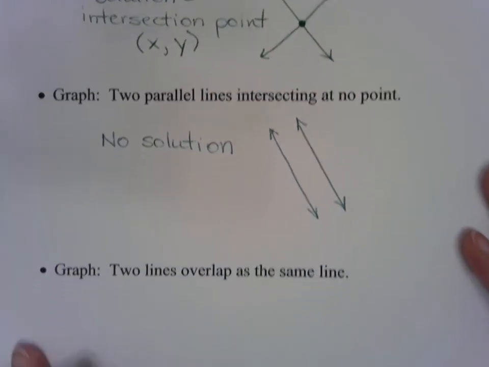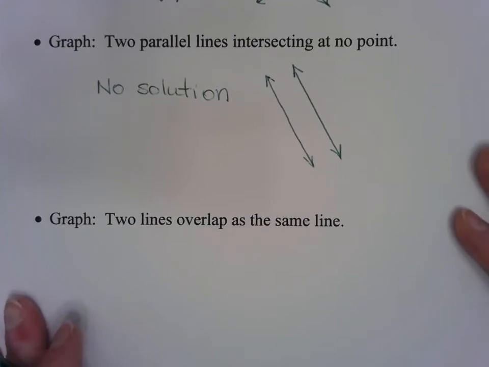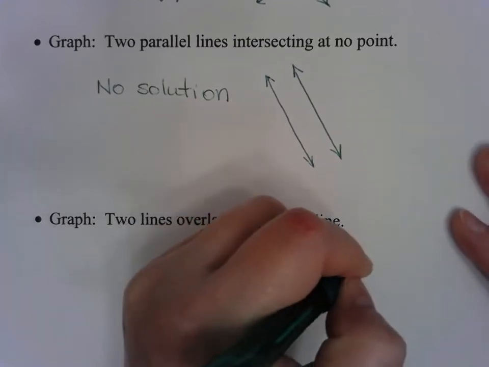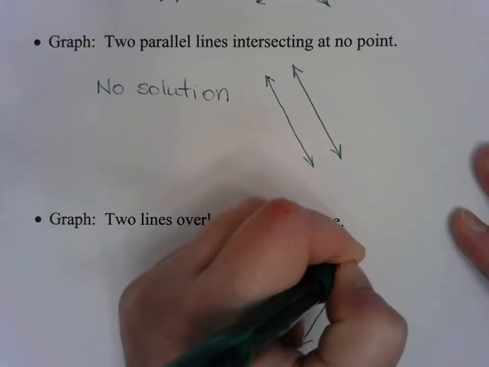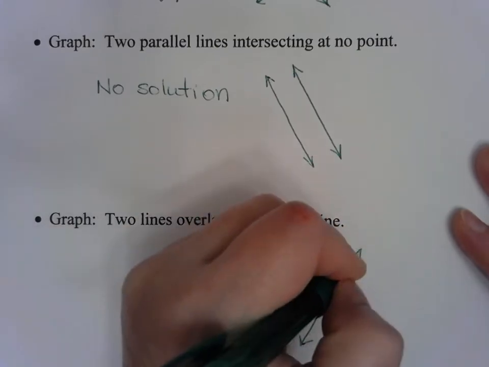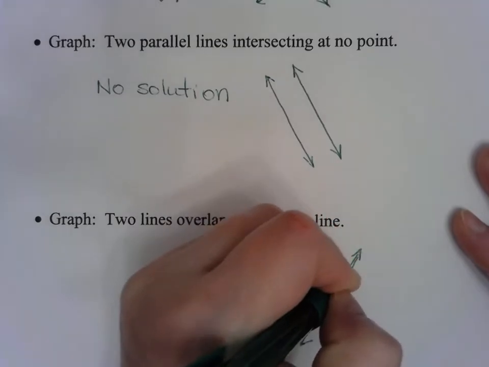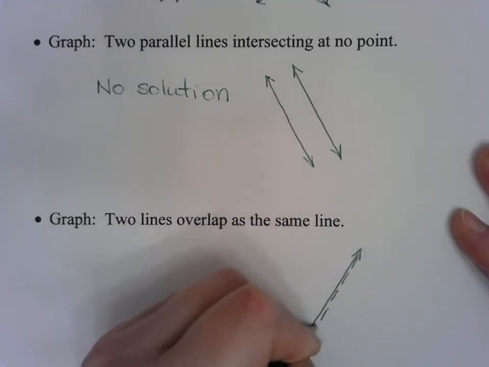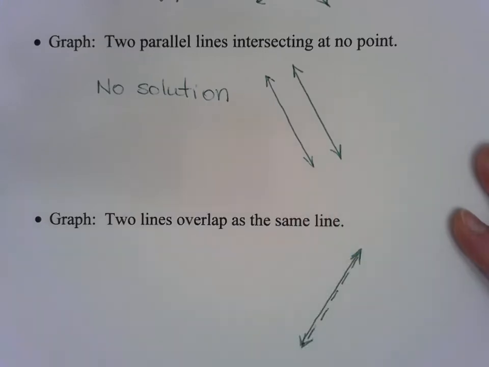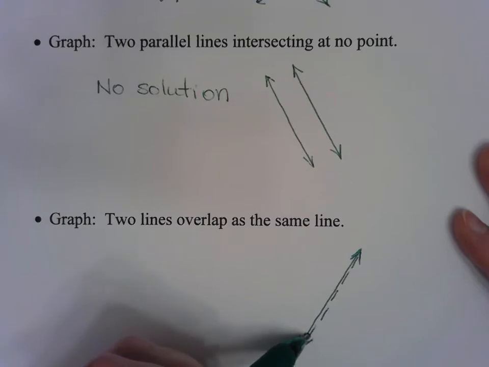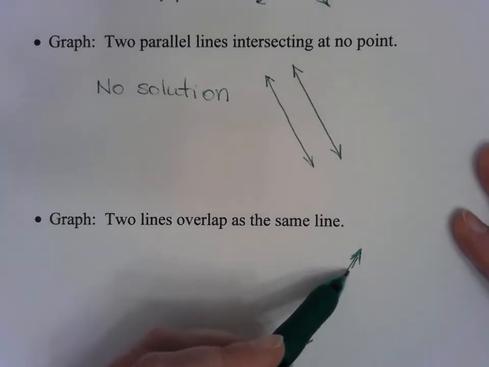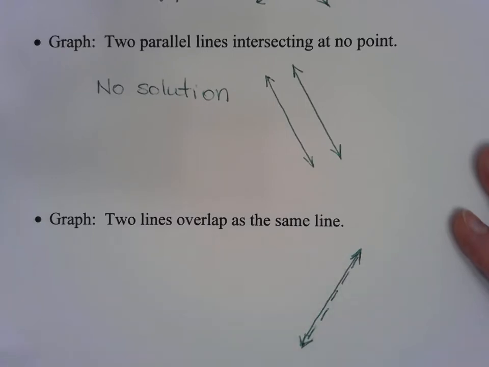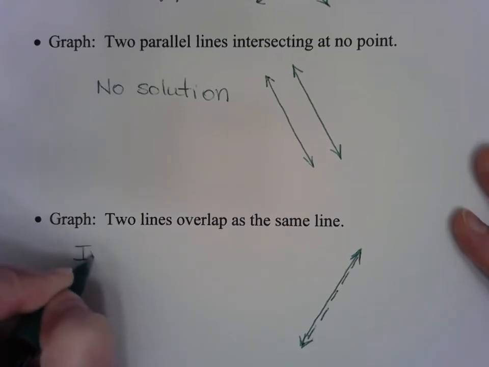All right, the third possibility is maybe we have 2 different equations, but when we go to graph them, they actually graph to be the same line. So let's pretend we have one line as a solid line and one line as a dotted line, and they're overlapping. Right, so we have overlapping lines. In this case, all the points on one line are also on the other line because they're effectively the same line. So all the points are the solution. So we usually say that we have infinitely many solutions.